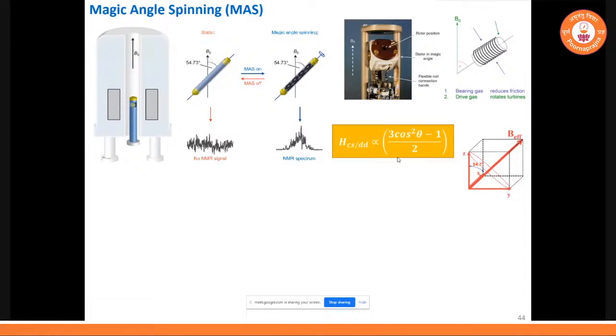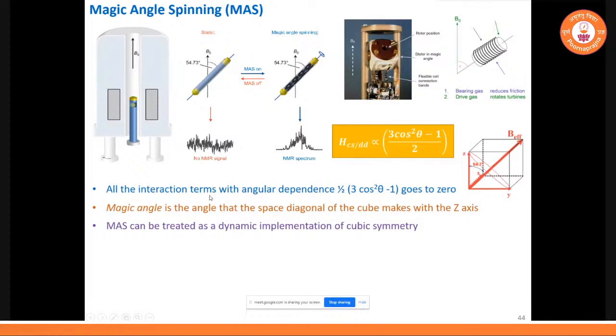So now, this term will become 0 when you substitute theta equal to 54.7. Then people thought, we put the sample in the magnetic field at an angle of 54.7 with respect to the magnetic field and rapidly spin the sample so that all the crystallites orient in different directions. They have a uniform orientation when you spin the sample at an angle of 54.7. Of course, that's what we do in solid state NMR. We call it magic angle spinning. That means we are rapidly spinning the sample. So all interaction terms with angular dependence will go to 0.